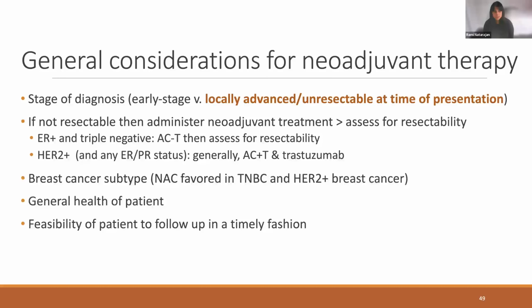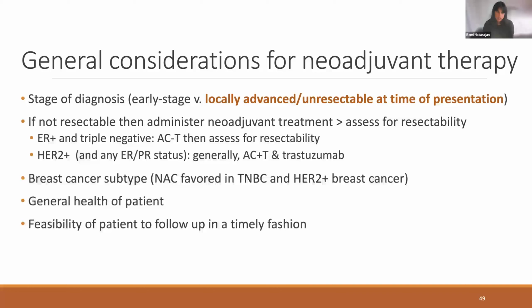For certain subtypes of breast cancer, such as triple negative breast cancer, and in some contexts HER2 positive breast cancers, we favor neoadjuvant chemotherapy. The rationale for this is that we can tailor their adjuvant therapy based on what we see at the time of surgery. And I'll talk about this in the case of triple negative breast cancer.